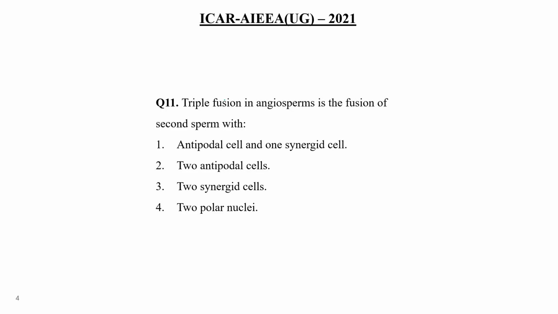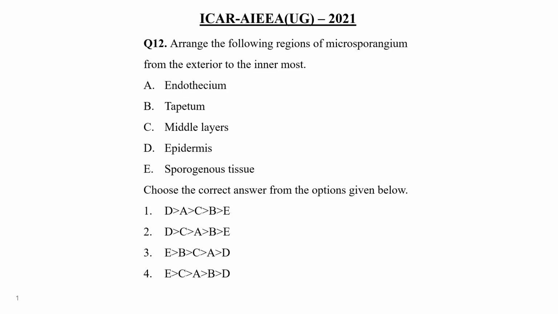So triple fusion also, because one male gamete and the other male gamete fuse with the two polar nuclei, right? So triple fusion: one is fused with the egg cell and another is fused with two polar nuclei. So two polar nuclei and one egg cell, so three cells are involved. That's why triple fusion. So choice number 4 would be the correct answer for the second sperm. The second sperm fused with two polar nuclei. Clear? Now question number 12.